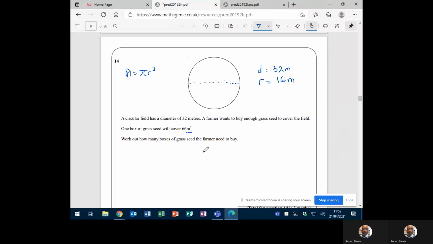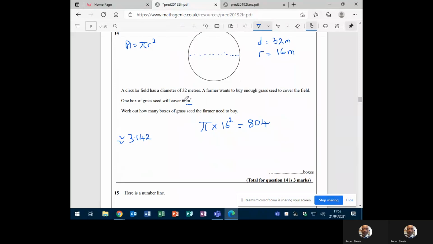So the area of this circular field is going to be pi times 16 squared. Now, if you don't have a pi button on your calculator, you can use the approximation of 3.142. And this is going to come out at 804.2, I think.